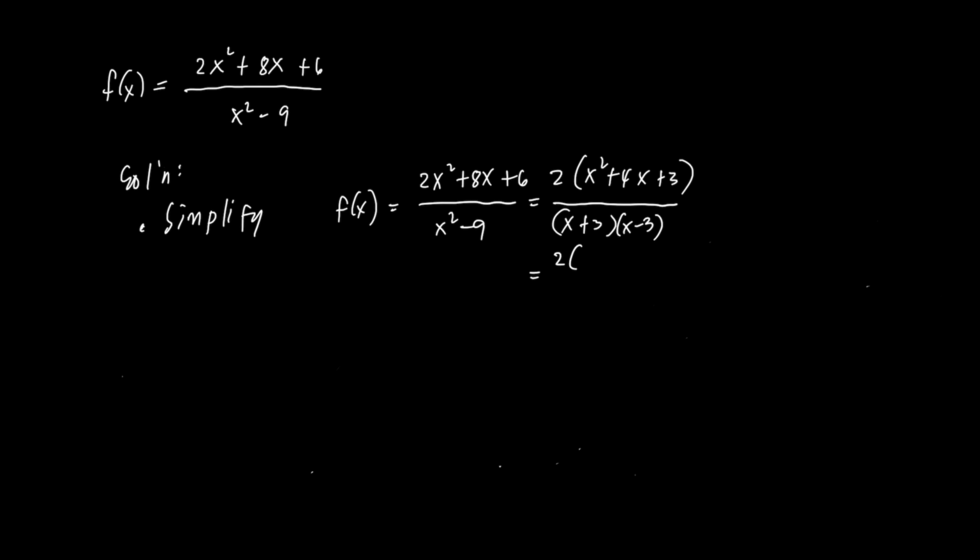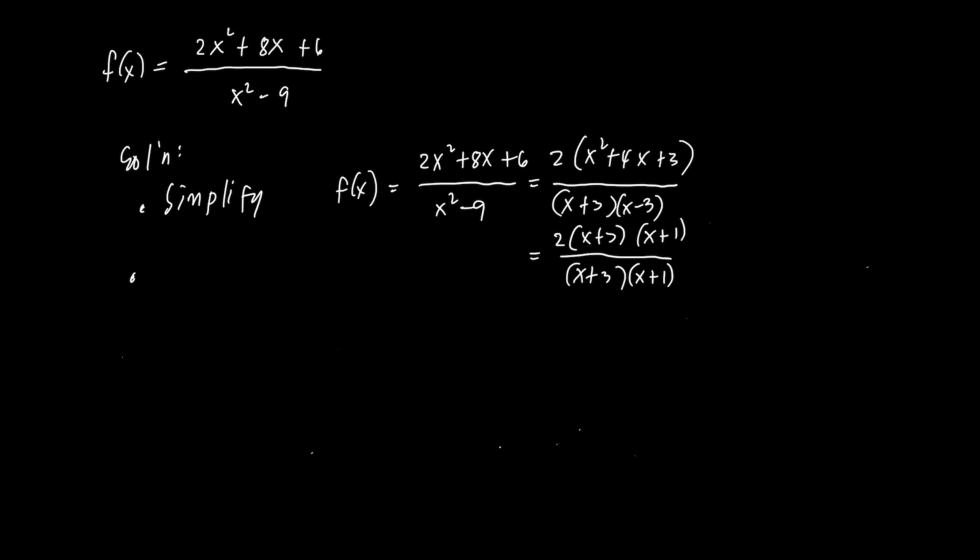Then, can we factor x squared plus 4x plus 3? What are the factors of 3 that, when added, give 4? So we have x plus 3 and x plus 1, over x plus 3, x minus 3. So that's the simplified form.